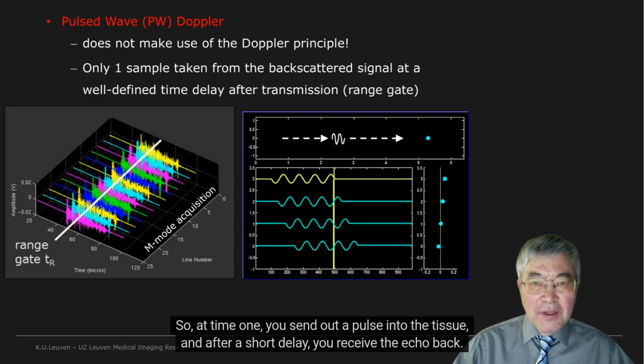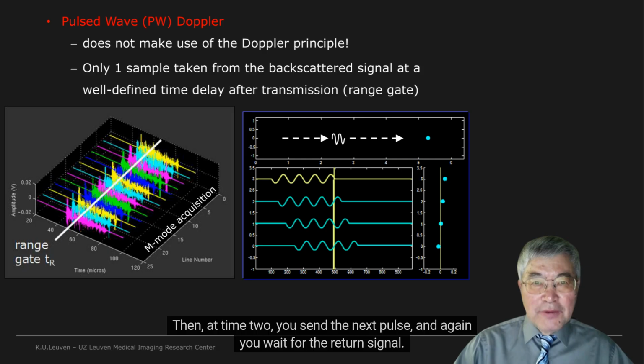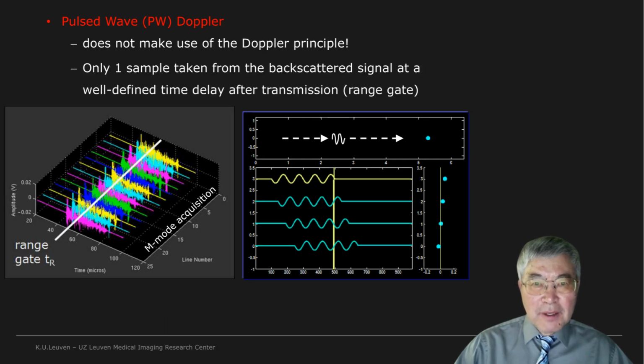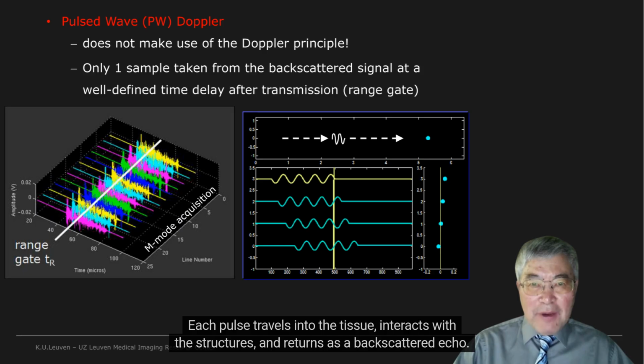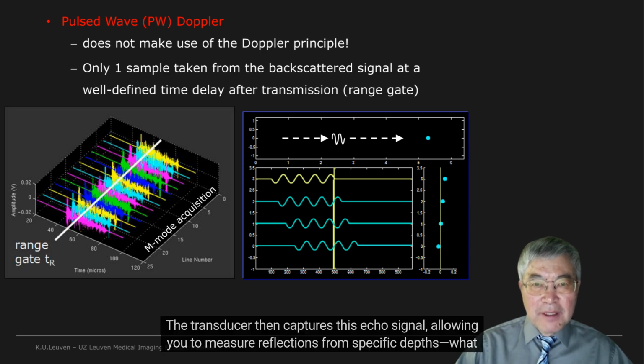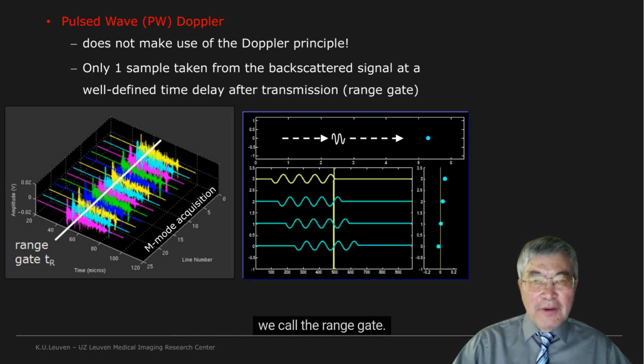So, at time 1, you send out a pulse into the tissue, and after a short delay, you receive the echo back. Then, at time 2, you send the next pulse, and again, you wait for the return signal. You keep sending these pulses one after another in sequence. Each pulse travels into the tissue, interacts with the structures, and returns as a backscattered echo. The transducer then captures this echo signal, allowing you to measure reflections from specific depths, what we call the range gate.